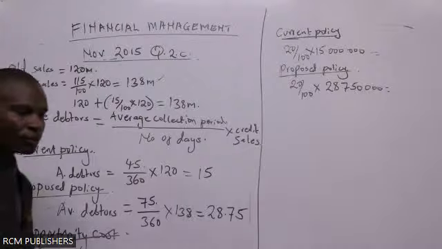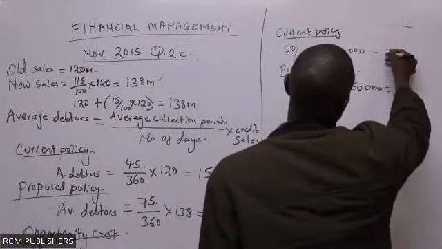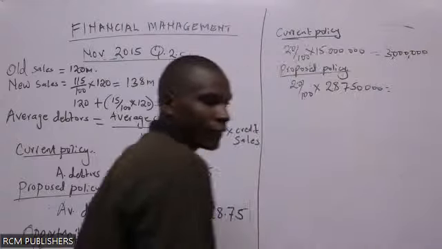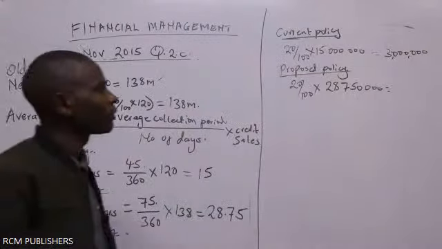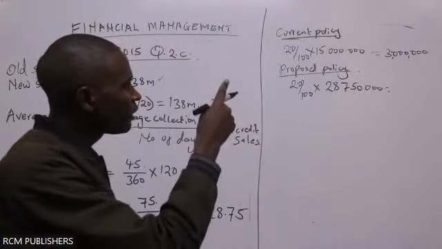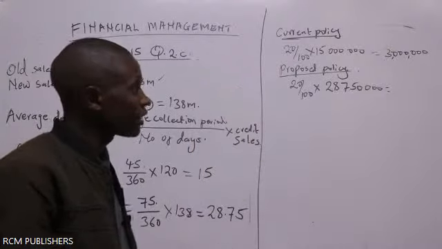Najua mwanzo nataka tuone ni nini tunapata at the end. What will be our profit for the company? Na hiyo ingine nayo. Sasa hiyo ni ya 3 ni ya current policy, right? Ni ya current policy. I hope that.